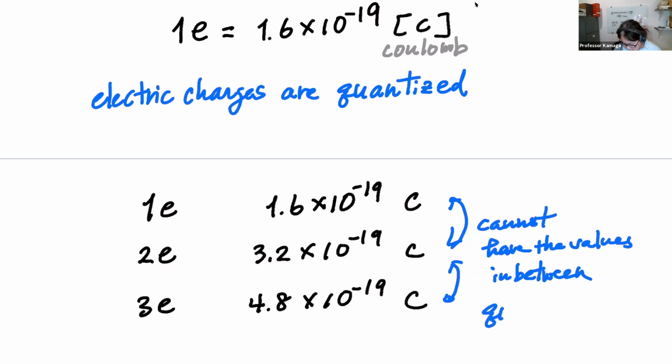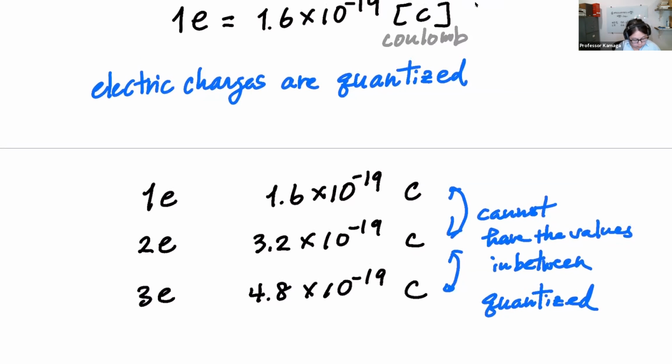It's quantized. It's like steps. There is not a slope, a gradual change of electrons. You have to have 1 electron, 2 electrons, 3 electrons. Also notice that electric charges are very, very small.